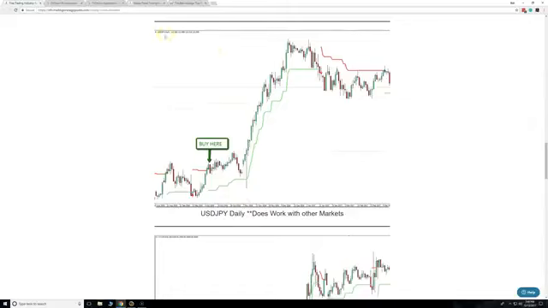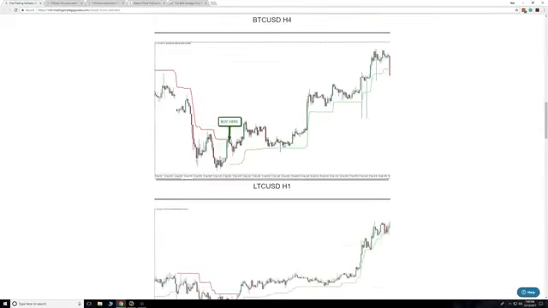This is actually a daily chart, USD yen, and when you see a green arrow, that signifies a buy. If you would have bought here, you might have put your stop loss down here, but it's beside the point, and that actually would have been a really good trade. So what I'm saying is it does work for other markets. But Bitcoin, we looked at Bitcoin. This is how we trade it.